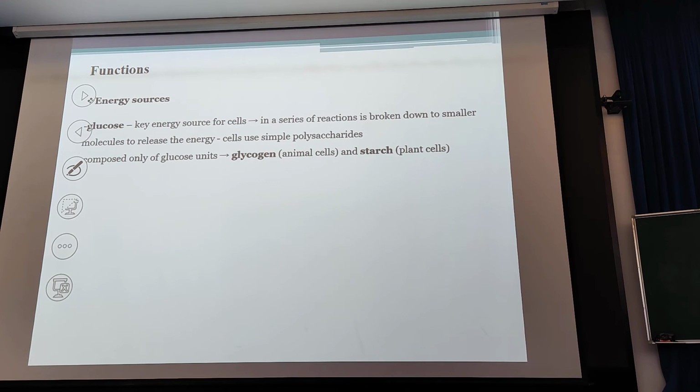And this series of reactions, in eukaryotes, happens in the mitochondria. So this is respiration inside our cells. They use glucose, break it down into small molecules, and by this type of reaction the energy is released.